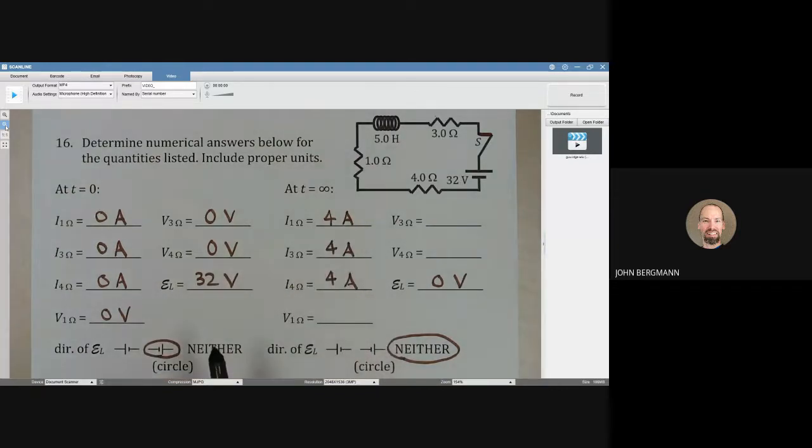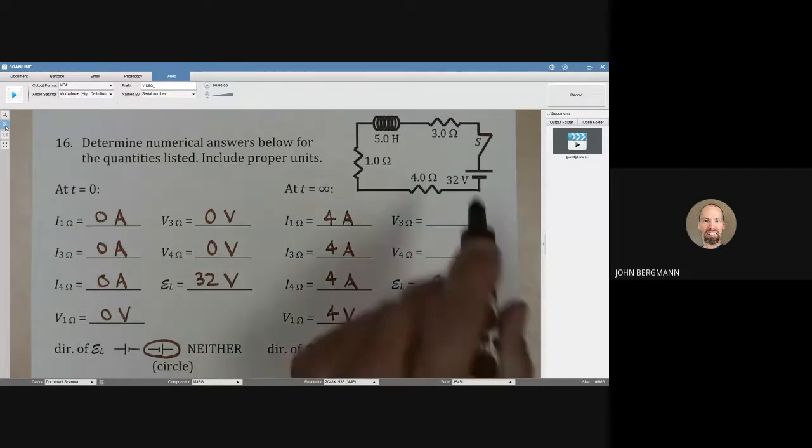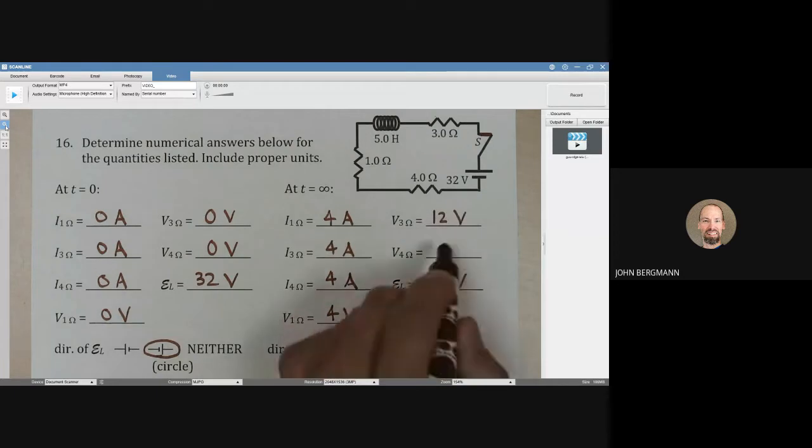What about the voltage drop? Voltage is I times R. The I is 4 and the R is 1. That's going to be 4 volts. I times R here, 12 volts. I times R here, 16 volts.